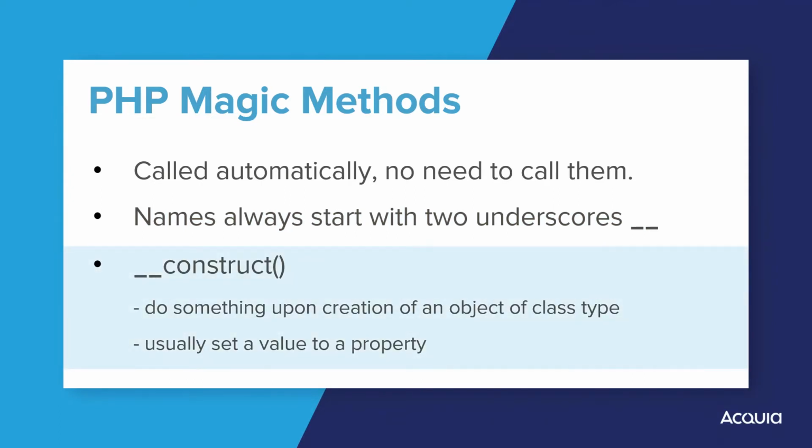It is spelled __construct and can take any number of arguments as parameters. Use the __construct method in order to do something as soon as an object is instantiated. Usually, the constructor is used to initialize important class properties to specified values.